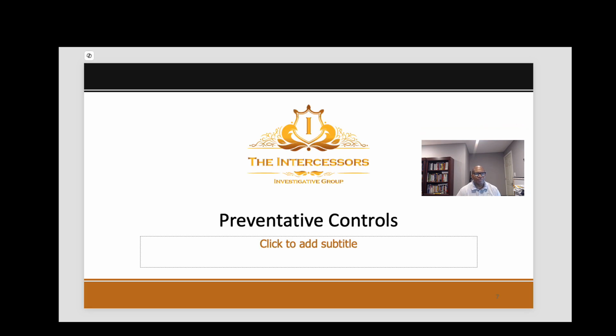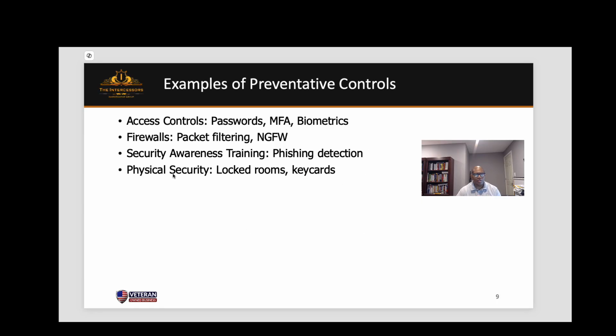Let's move deeper into the first category, preventative controls. These are all about stopping attacks before they start. Think of them as the moat around the castle. For starters, access controls are one of the most common examples. This includes usernames, passwords, smart cards, fingerprint scanners, and multi-factor authentication. Imagine you're logging into your company's financial software. It's not enough to just know the password. The system also wants a fingerprint or a code from your phone. That double check can be the difference between safety and a data breach.